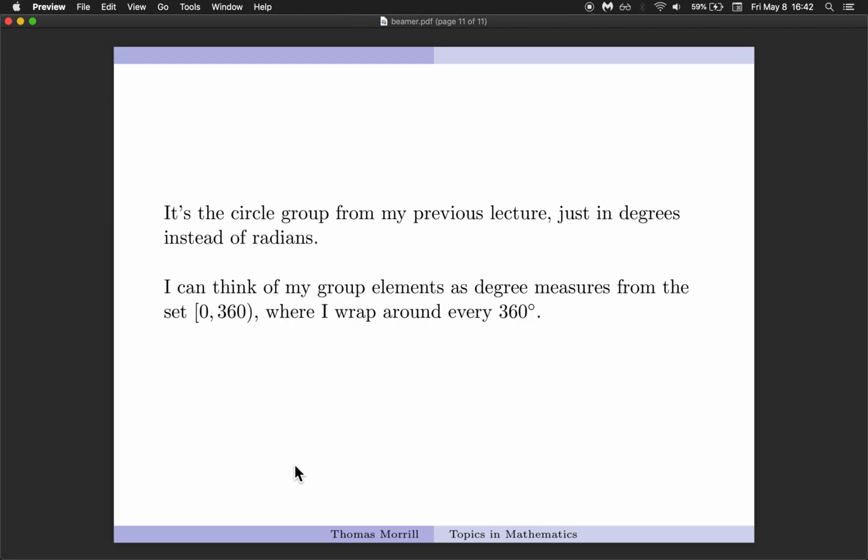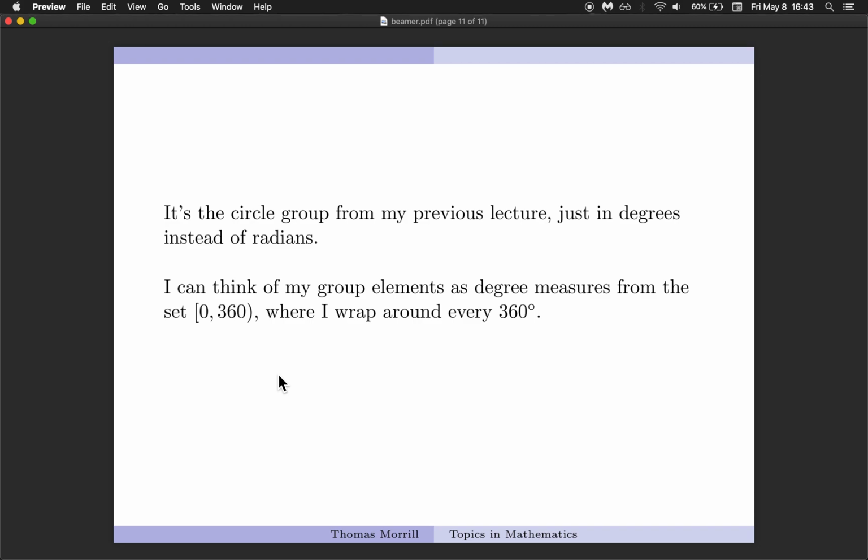And then in that system, adding those angle measures worked exactly like we've seen from geometry. I claim that the quotient group that I've just defined, real numbers modulo integer multiples of 360, that's also the circle group, just using degrees instead of radians. So I can think of my group elements as being degree measures. The smallest one that I want is 0 degrees. And the largest one, I'm going to say 360 degrees, wraps back around to be 0 degrees.